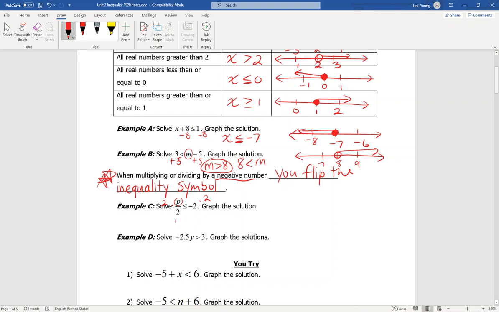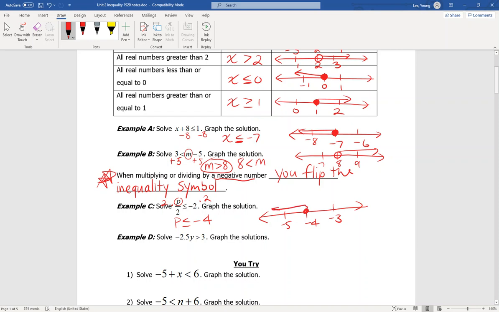In that case, we do not need to flip the sign, and we just need to multiply those two, negative 4. So when I'm graphing it, negative 4 goes in the middle, negative 5, negative 3. What kind of circle is that going to be? Exactly. It's going to be a closed circle to the left.